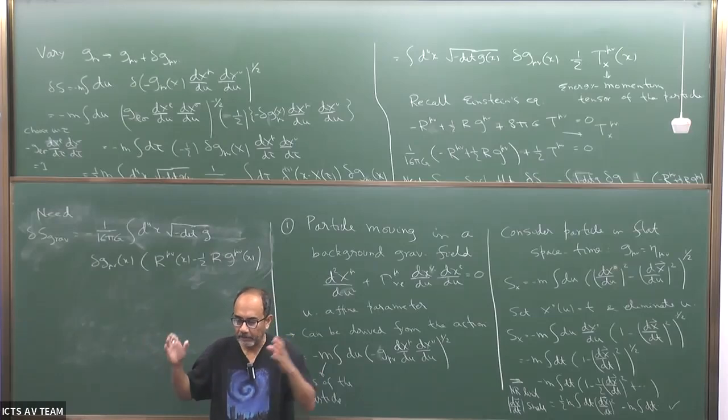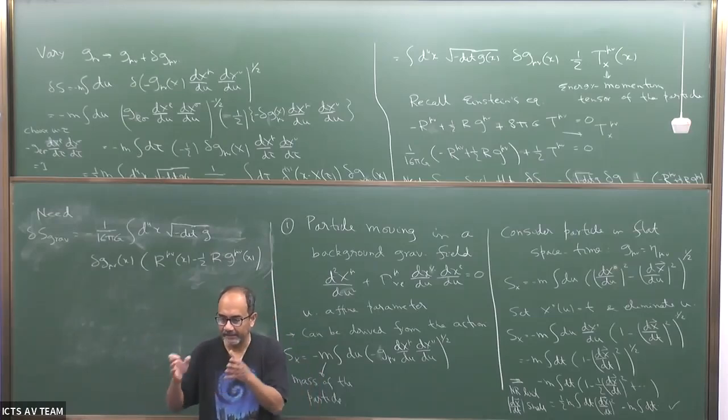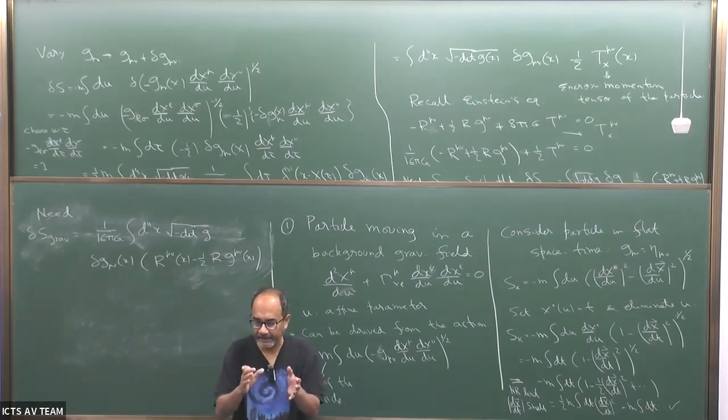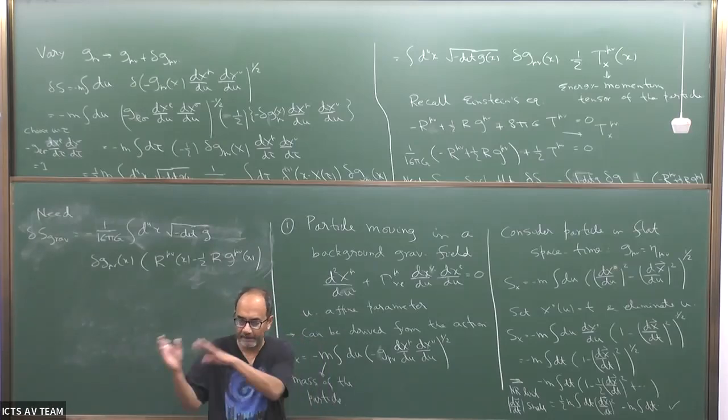So if you have two derivatives to begin with, there may be terms where you have delta G mu nu and both derivatives acting on other parts of the metric. There may be terms where one derivative acts on delta G mu nu and the other acts on the rest, but by the time you have integrated by parts, that derivative also acts on the rest.